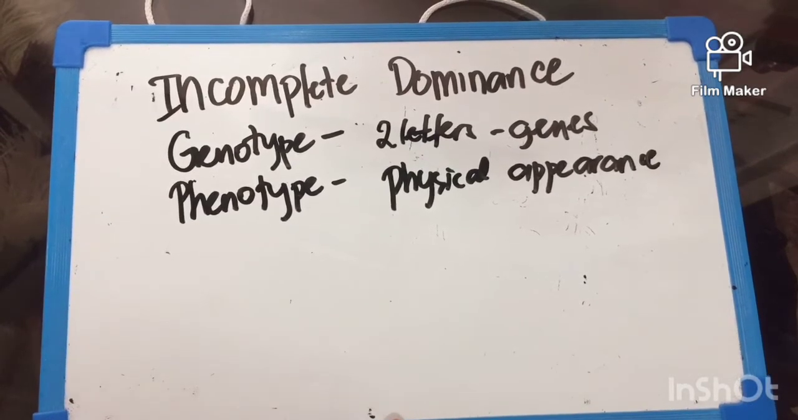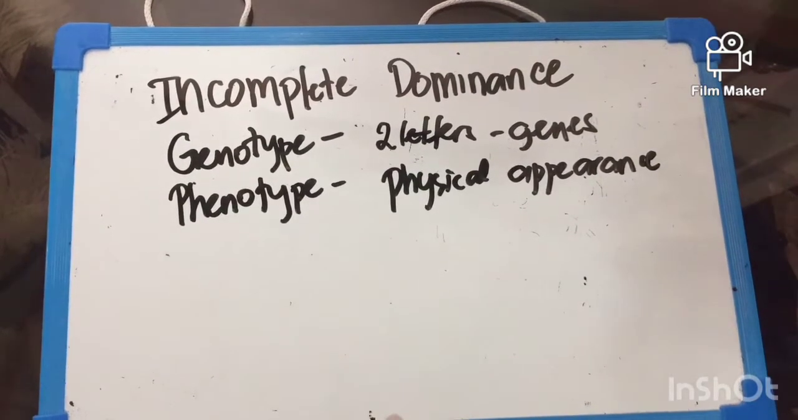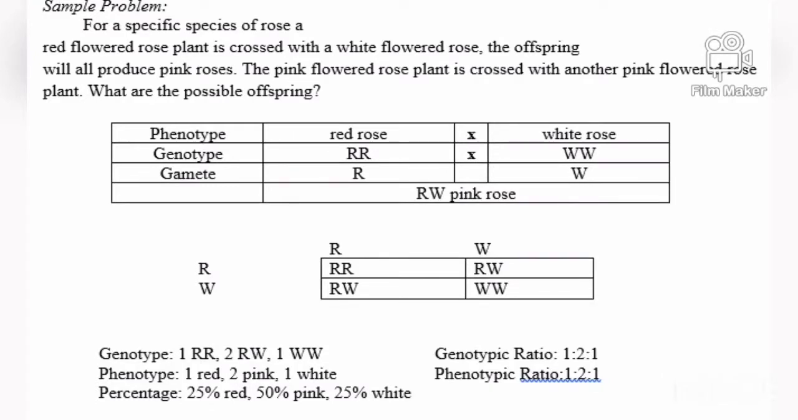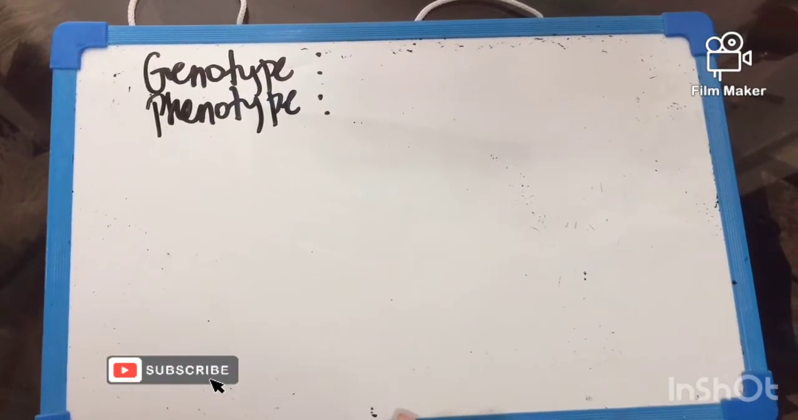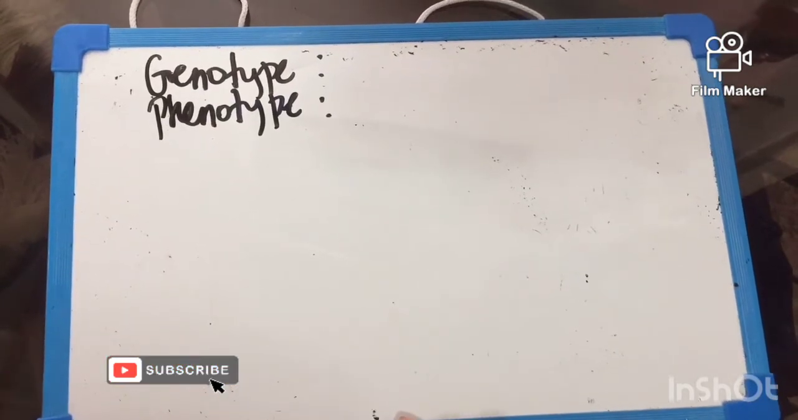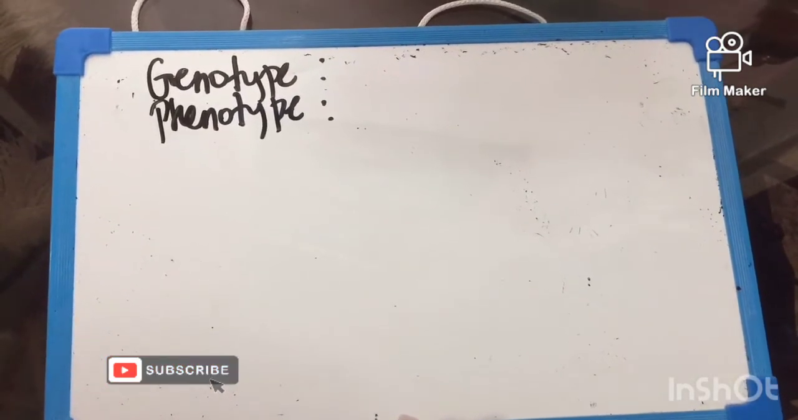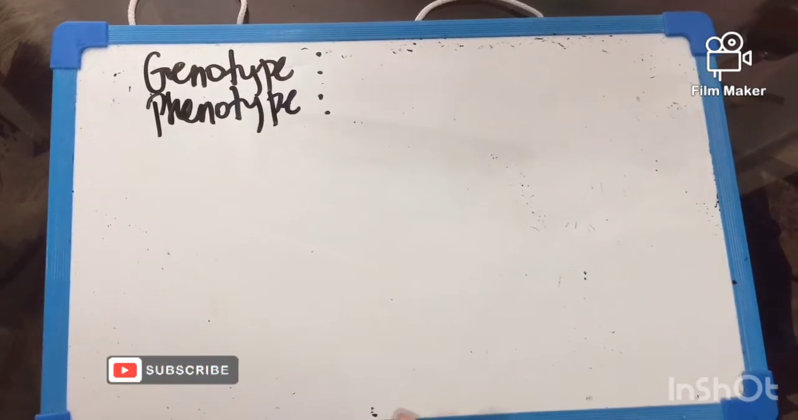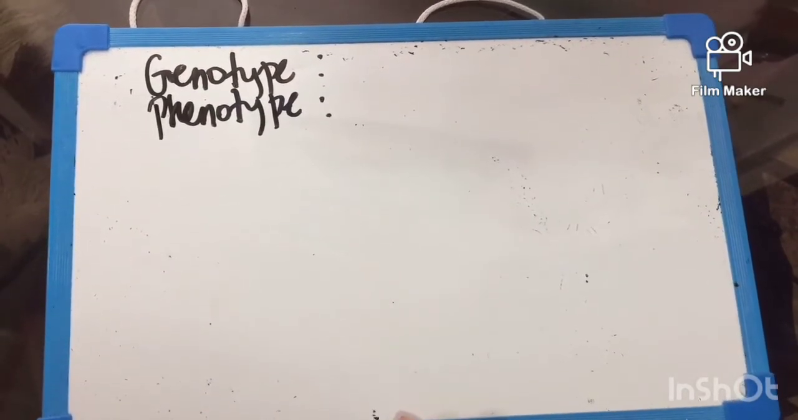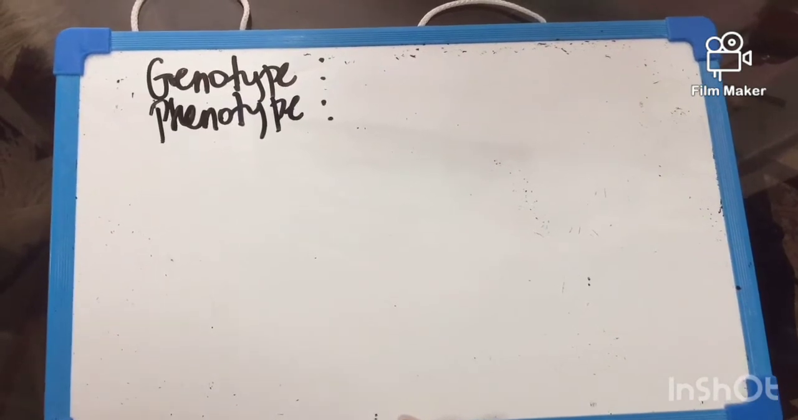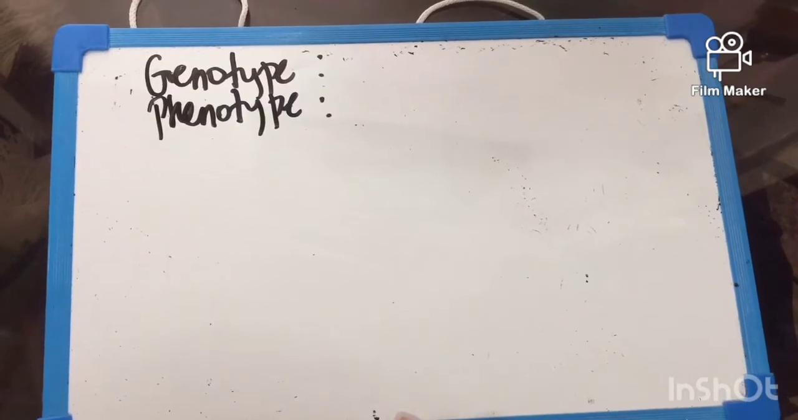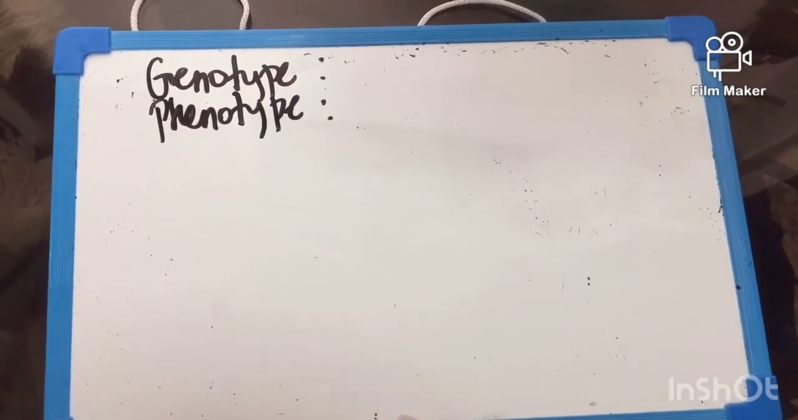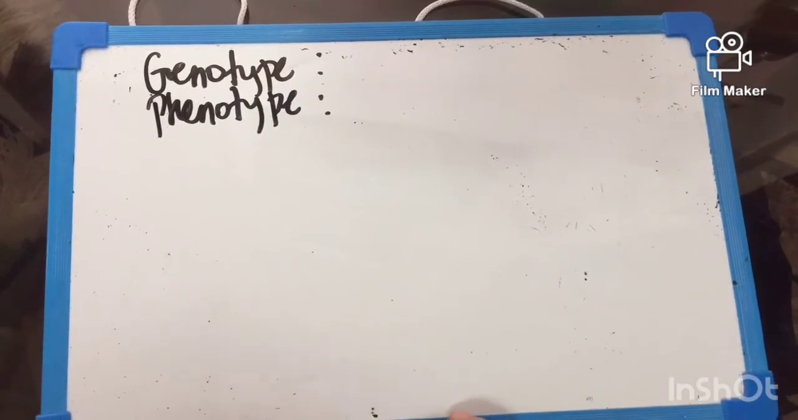Now let's look at the sample problem. Based on the problem, a red flower rose plant is crossed with a white flower rose plant. The offspring will all produce pink roses. The pink flowered rose plant is crossed with another pink flowered rose plant. What are the possible offspring? So first, let's have the cross between the red flower rose plant and the white flower rose plant.